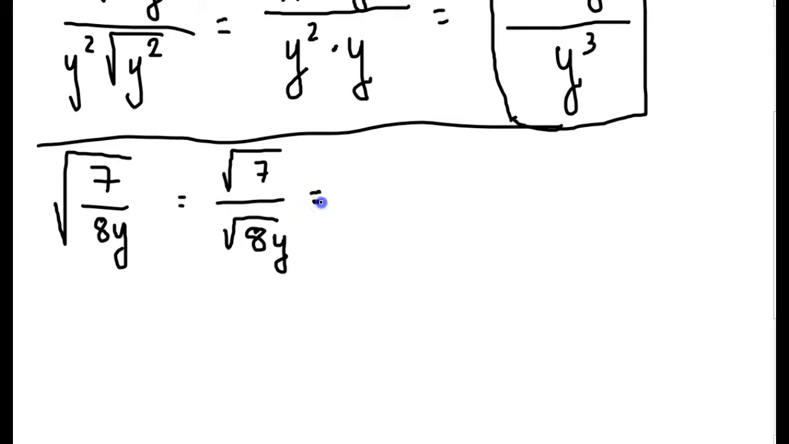Okay, so now let's look at our numerator and our denominator. Is our numerator an easy number to take the square root of? Square root of 7. No. Is it a perfect square? No. So we're going to leave it just like that.